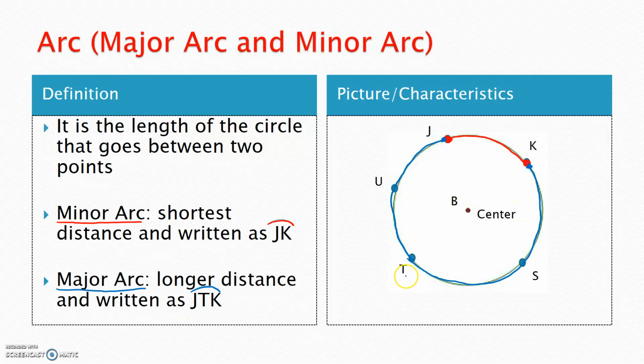Now it's like, hey, does it have to be T? No, we could have said something like from J to U all the way to K. You could have used any of these middle points here. You could have also said J to S to K. And again, we use the arc symbol, but if you're using 3 letters, we're assuming it's going to be the major, the longer arc. All right, guys, take a second, copy that image, and let's move on.